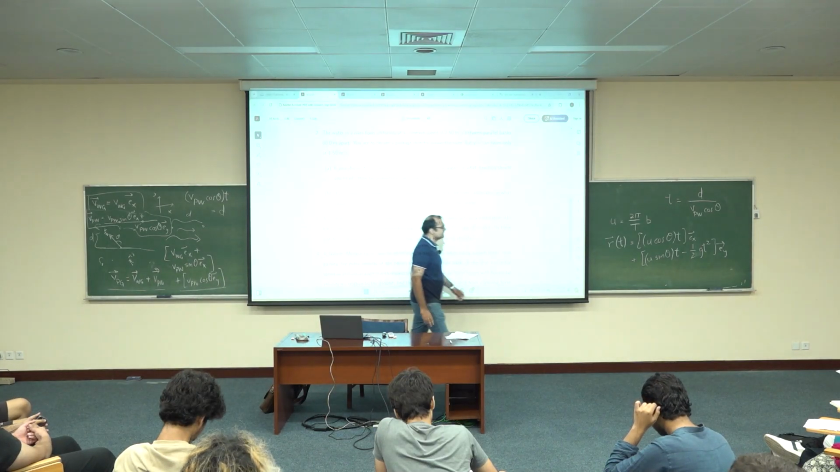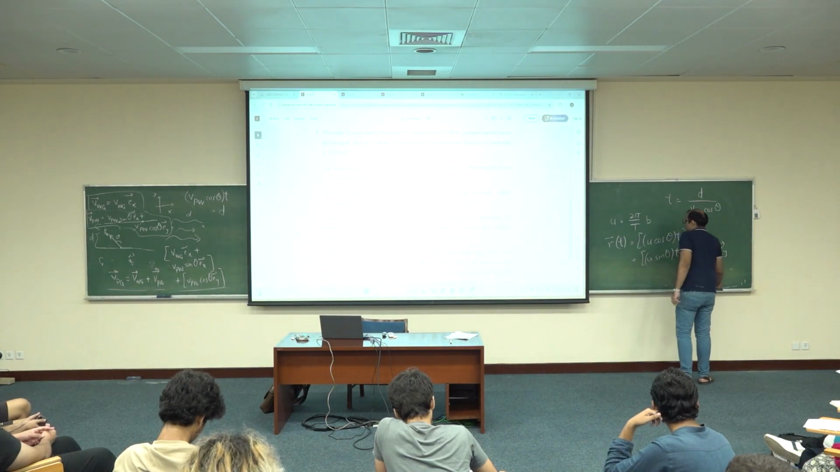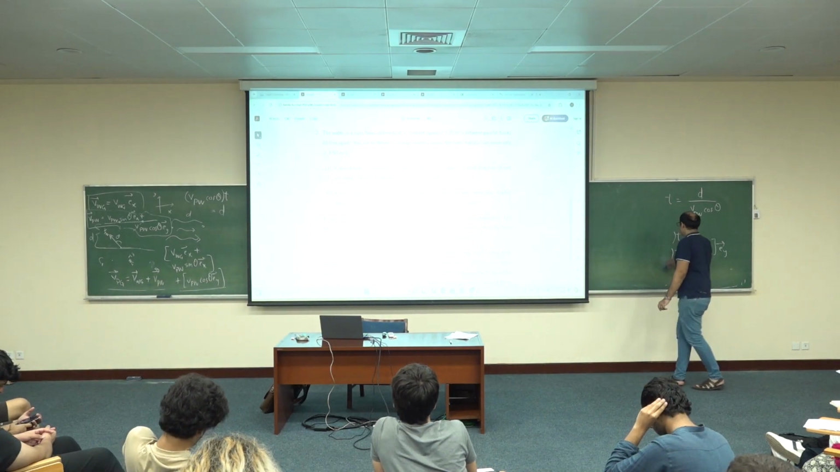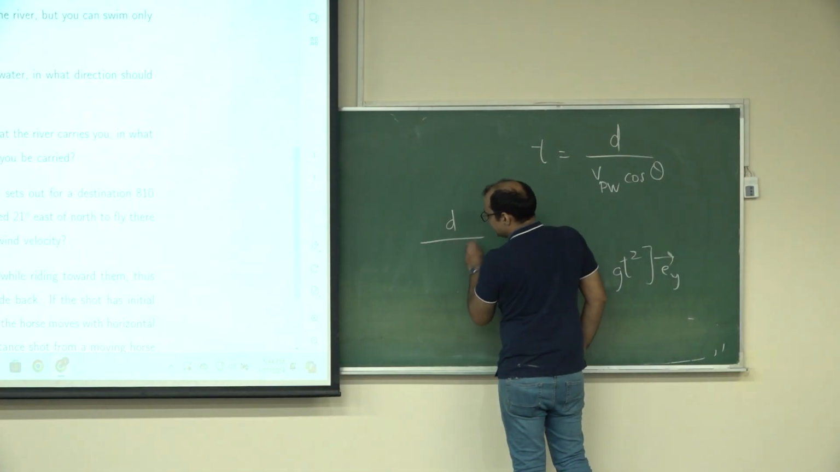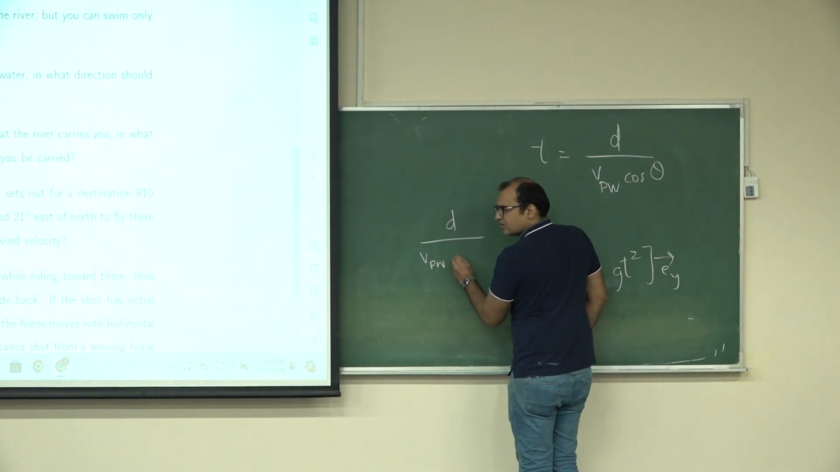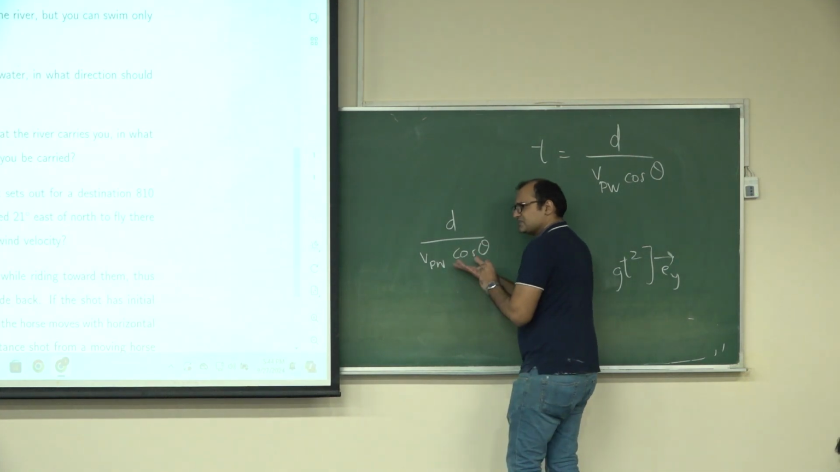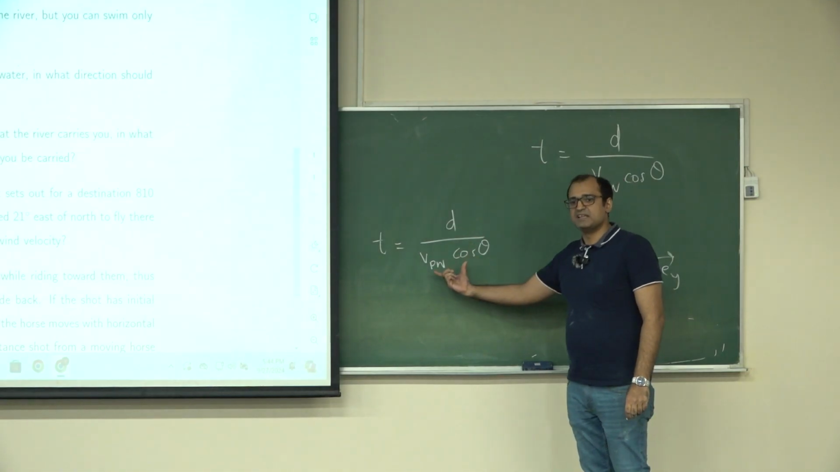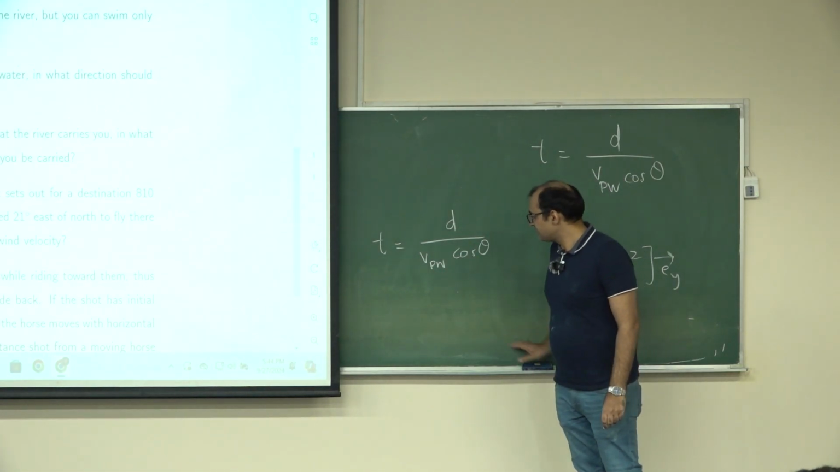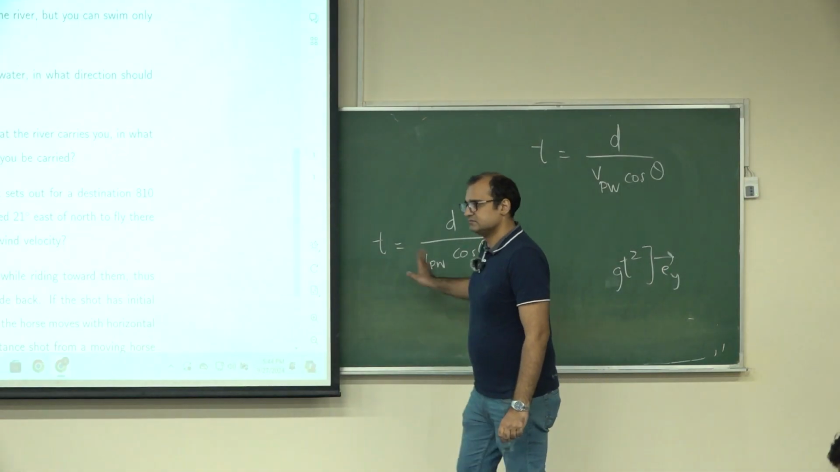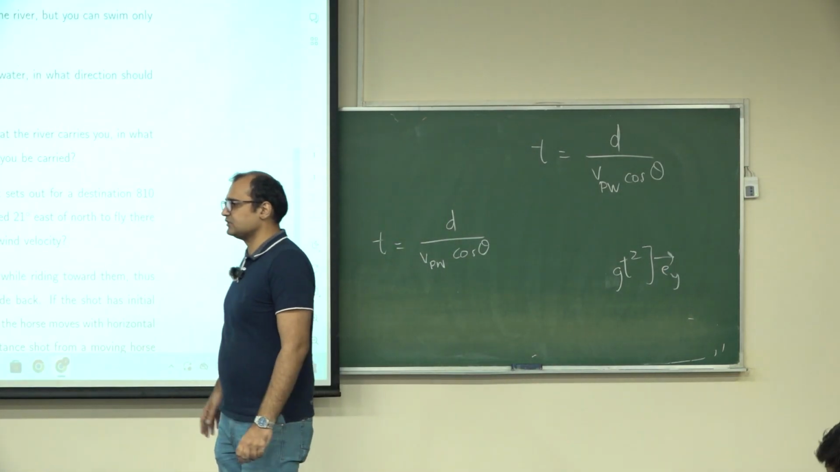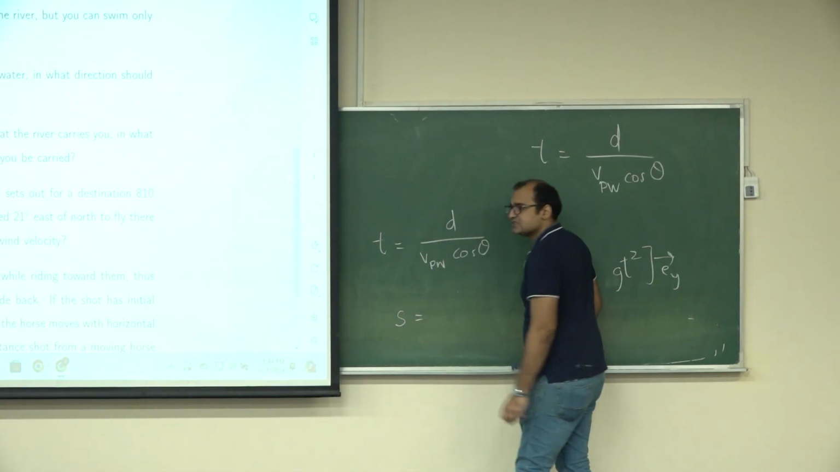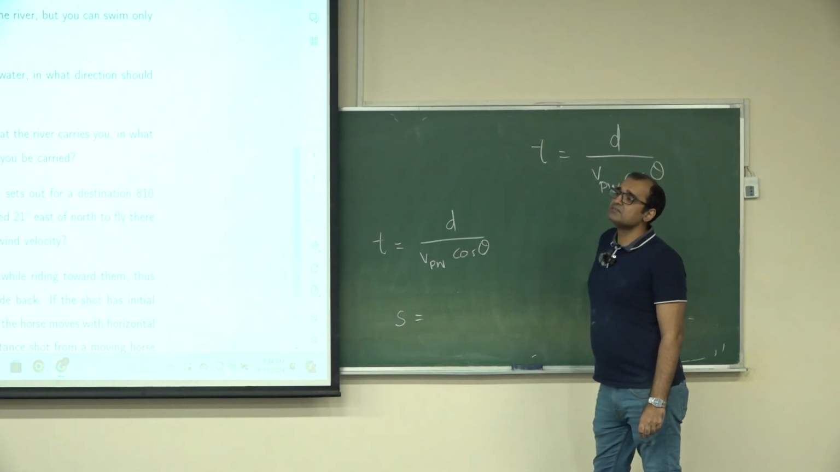The time taken to cross it will be d, जो कि आपका 80 meters है, d divided by VPW cos theta. Yeah, the numbers नहीं डालेंगे. So this is the time, the distance across divided by the speed across. Okay, because the flowing water only has a horizontal component. Okay, the distance downstream उसको S कह दो. The distance downstream equals क्या?